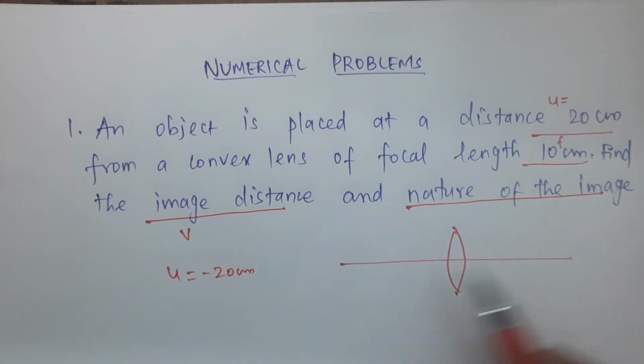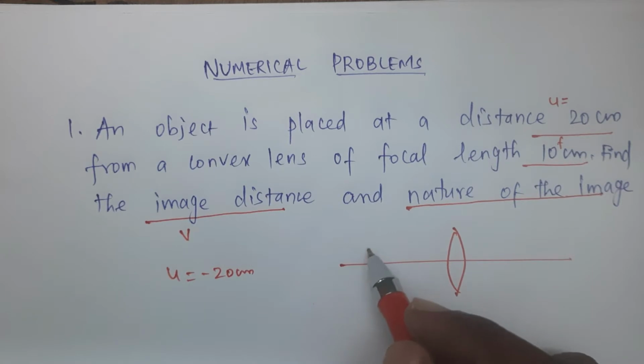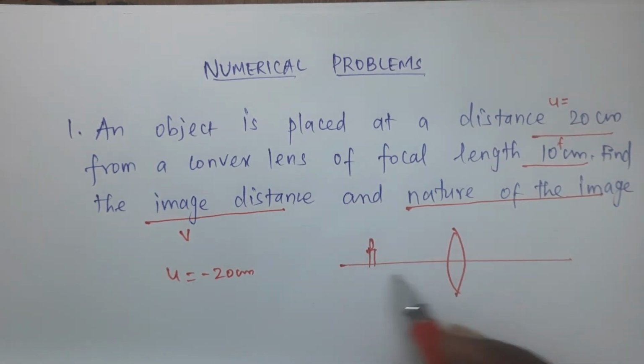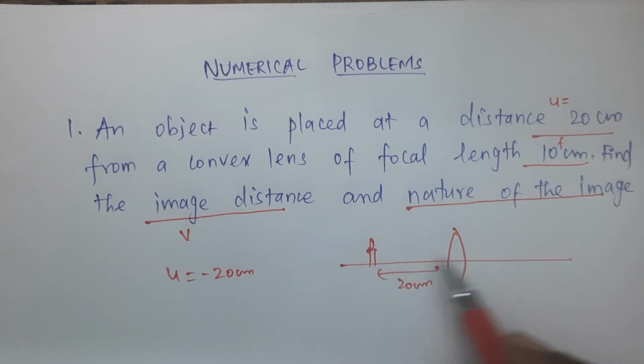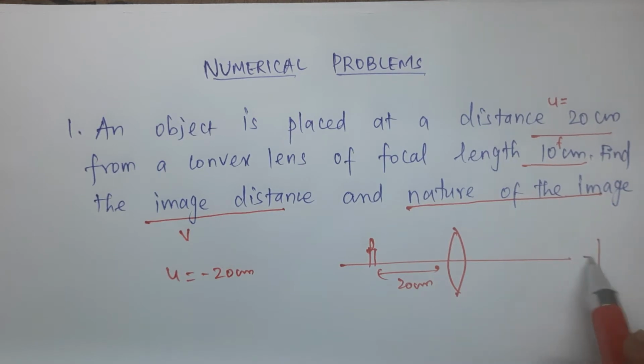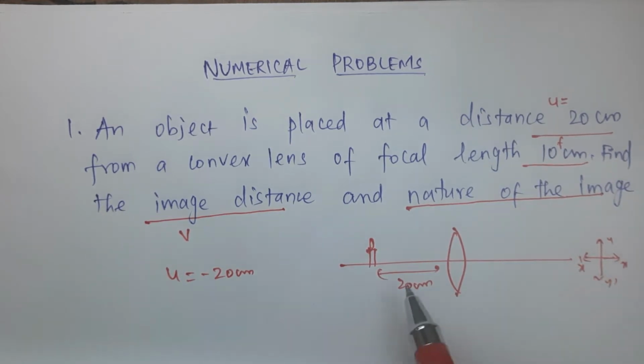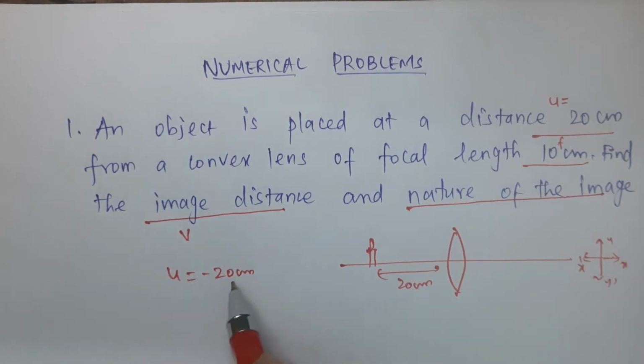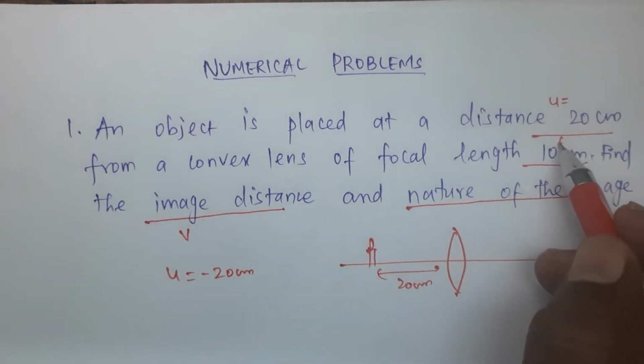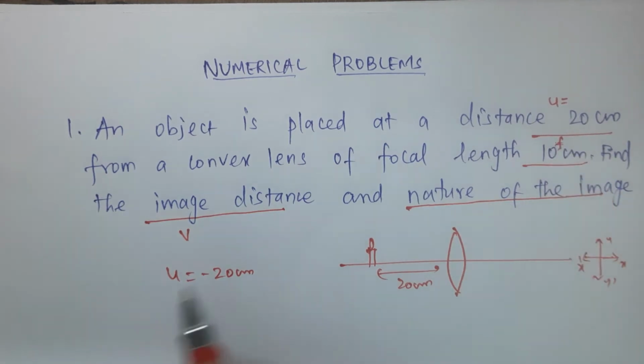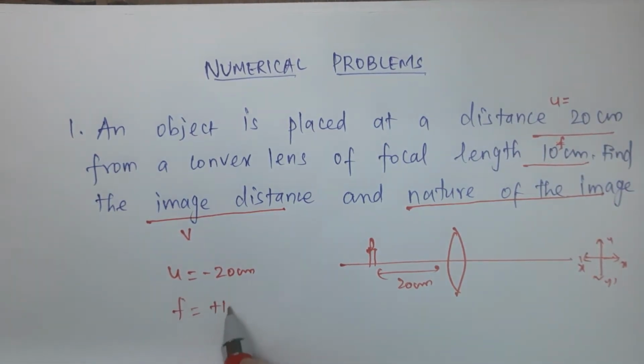The object is placed left of the lens. So the distance between this object and the lens is 20 centimeter, measured left of the lens. Left of the lens means it coincides with the x-dash axis. Along the x-dash axis, according to sign convention, we have to take negative. So U is minus 20 centimeter. Then the focal length of a convex lens F is always taken positive. F is equal to plus 10 centimeter.